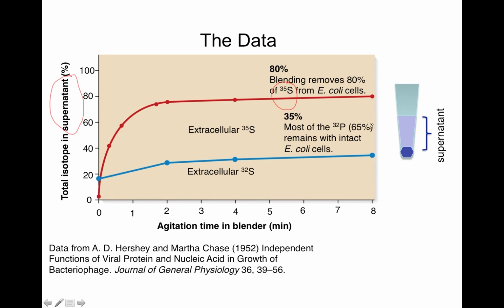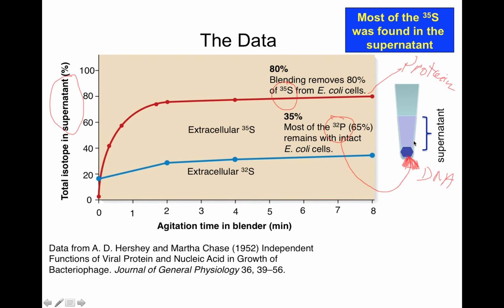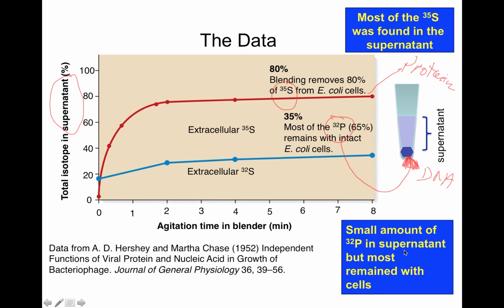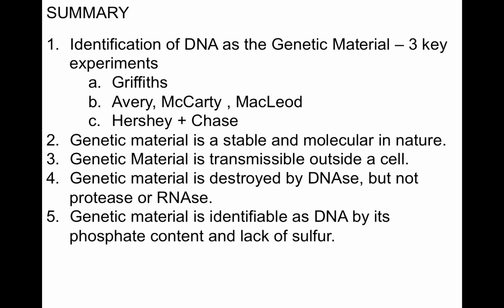So that means that when you label your bacteriophage with P32 and they inject their genetic material into the bacteria, most of it ends up in the pellet, which means that the DNA is the genetic material. Okay, so most of the S35 was found in the supernatant and a small amount of the P32 in the supernatant, but most remained with the cell.